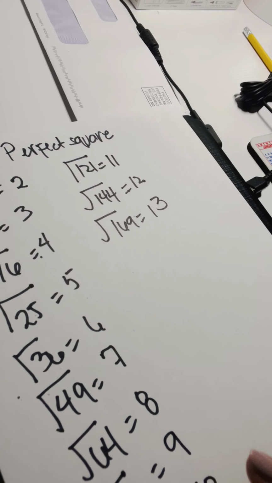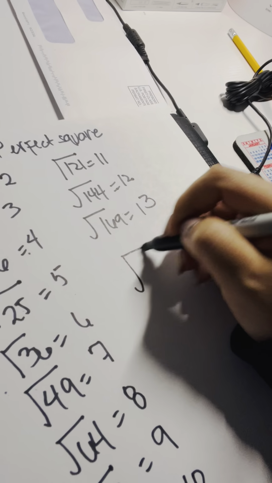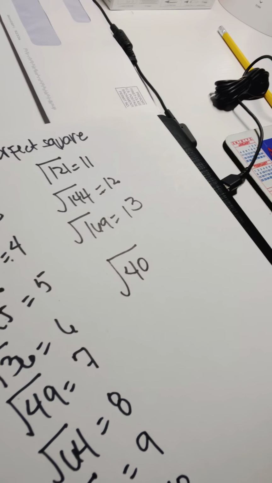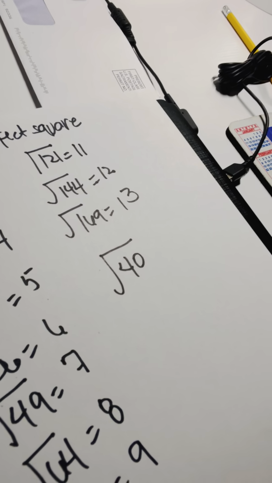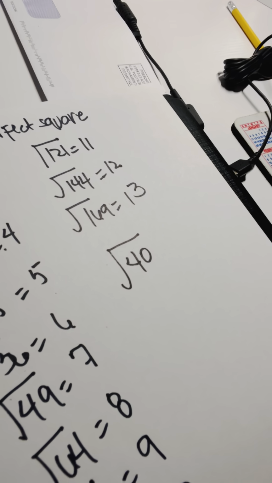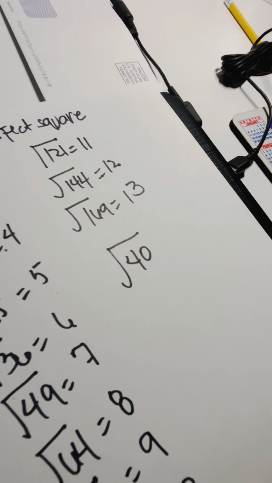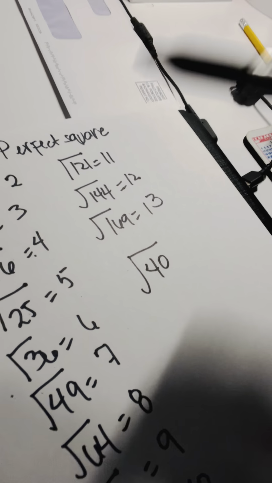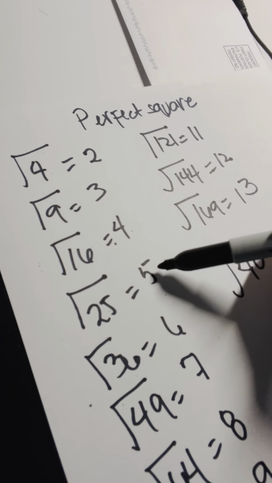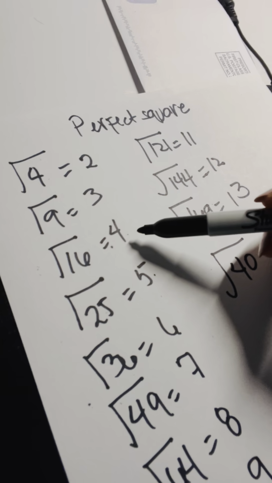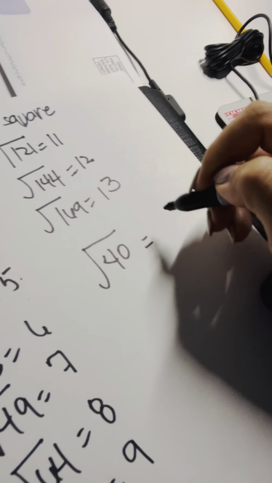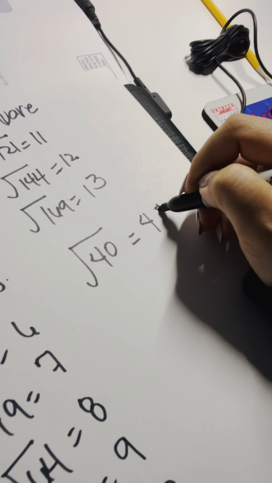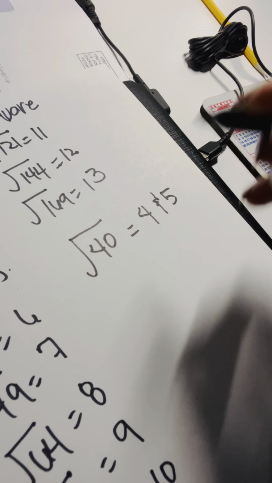So let's say, for example, we have the square root of 40. You can't multiply a number by itself that gives you 40, so it would be somewhere in the middle of 4 and 5. So your answer would be between 4 and 5.